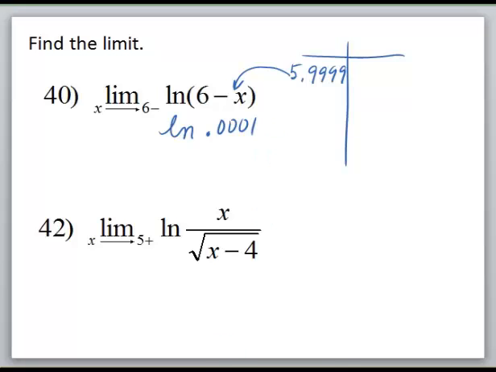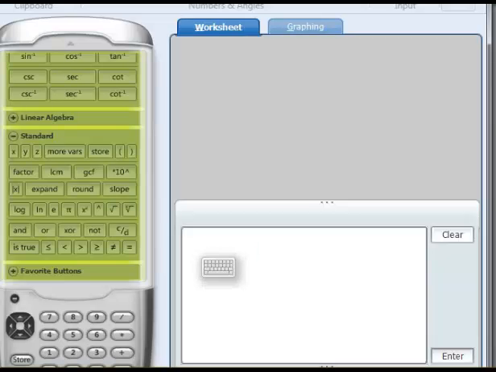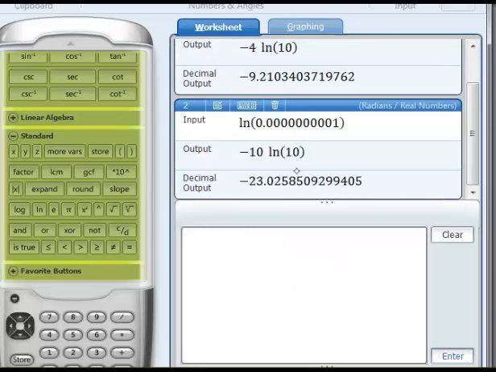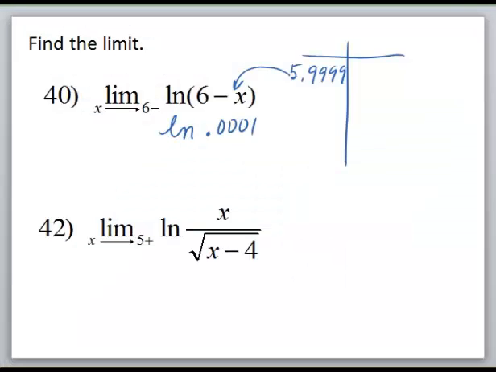So let's go ahead and do that real quick. Find the ln of 0.0001. That gives me about negative 9. Well, let's see what happens if we get even closer. So this becomes even smaller. Notice what happens: I get an even more negative number. So what that means is that this limit is actually approaching negative infinity.